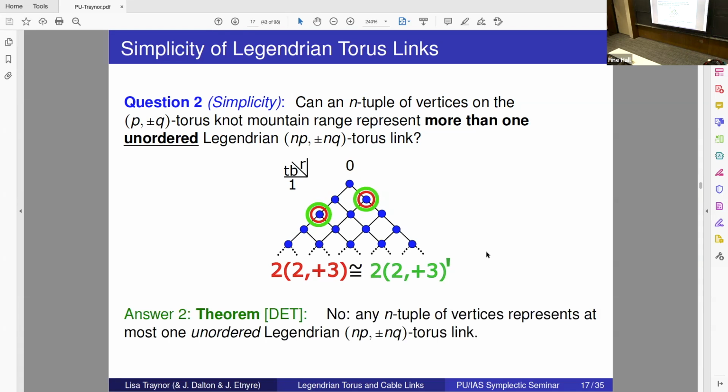And yes, in some sense we have a simplicity statement. If I have an n-tuple that represents, at least as an unordered pair, there's a more subtle question when you talk about the ordering of the components and using one vertex more than one time. So this is at least a way to represent the Legendrian torus links. We represent them by tuples of vertices, and every tuple that can be realized realizes at most one Legendrian torus link.